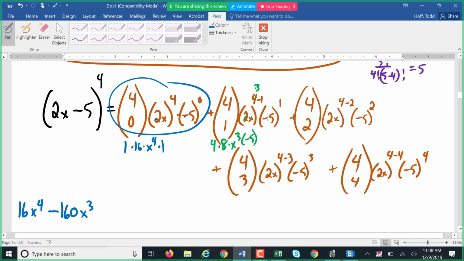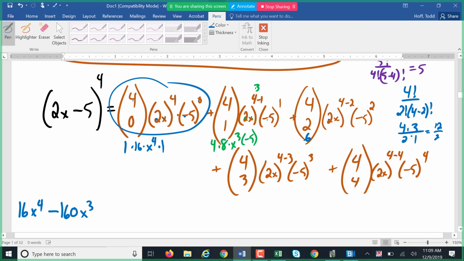Well, 4 choose 2. That's 4 factorial over 2 factorial, 4 minus 2 factorial. Well, 4 factorial and the 2 factorial cancel out, giving us just 4 times 3 over, well, 4 minus 2 is also 2 factorial, so 2 times 1. 4 times 3 is 12 over 2, so that's just 6 for 4 choose 2.